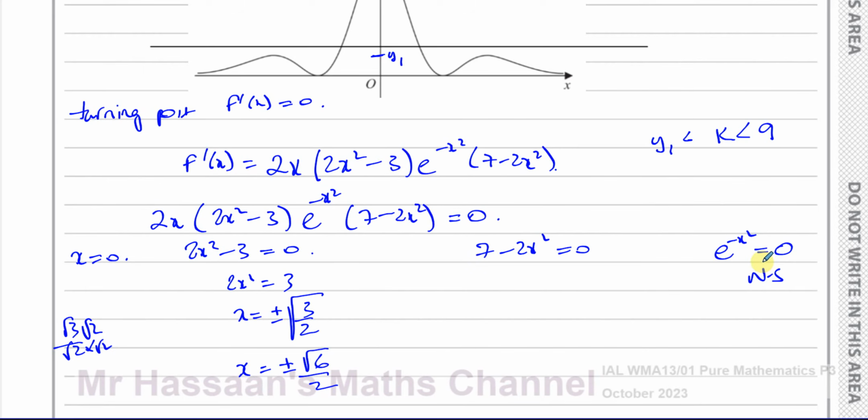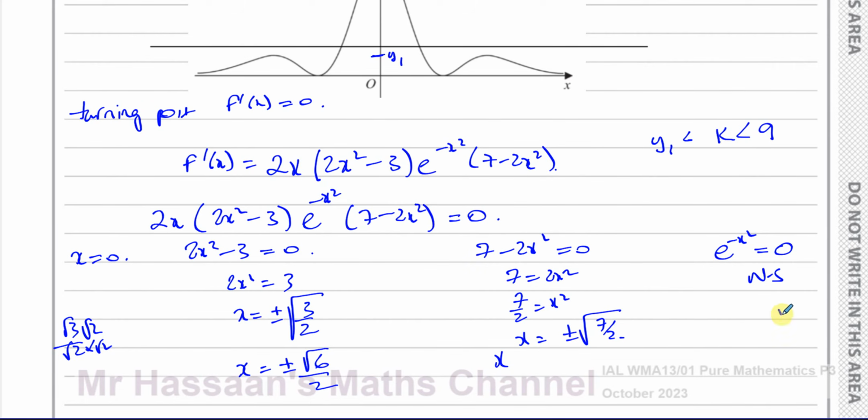If you try to solve this, you'll get no solution because this curve never touches the x-axis. It never equals 0. But this one, again, we can solve. We have 7 equals 2x squared, so 7 over 2 equals x squared. In a similar way, x equals plus or minus the square root of 7 over 2. So again, we can do the same thing.